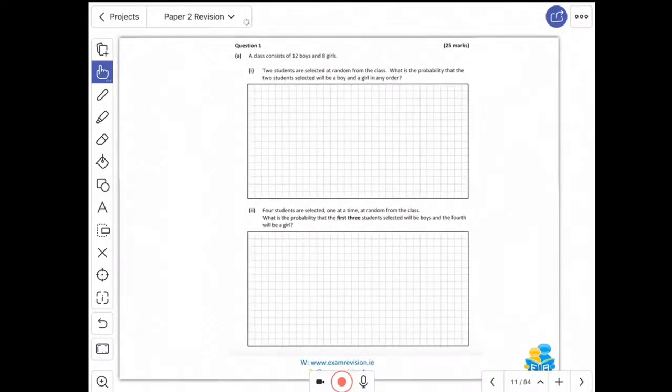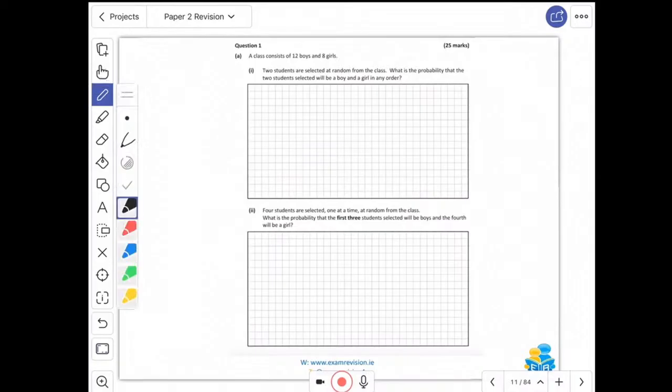So it says a class consists of 12 boys and 8 girls. 2 students are selected at random from the class. What is the probability that the 2 students selected will be a boy and a girl in any order? Okay, so again, there's lots of different ways that you can approach this question. And again, it depends on your understanding of probability and how you look at a question to start off with.